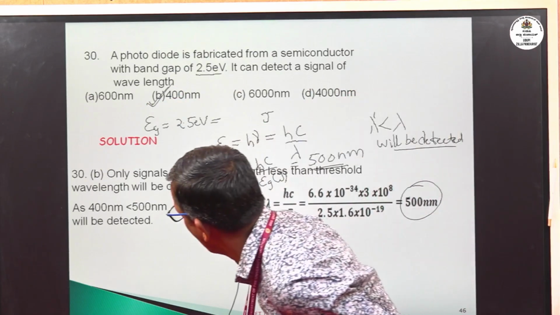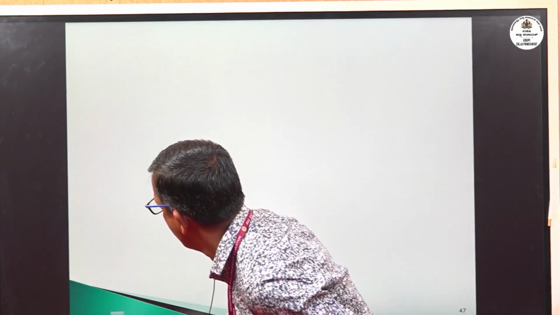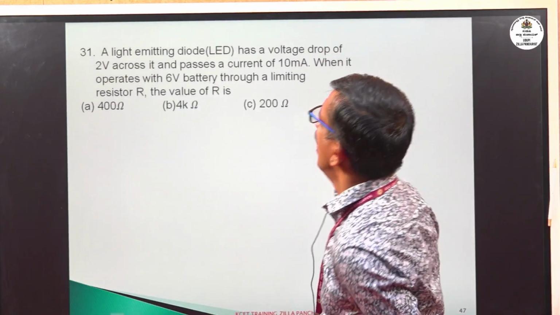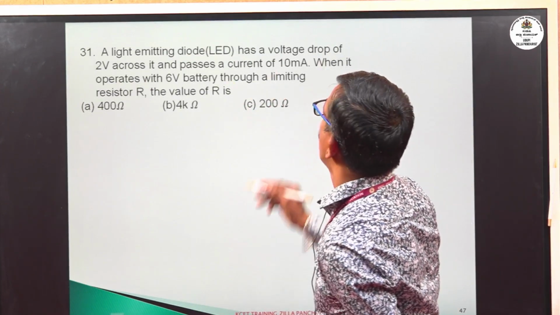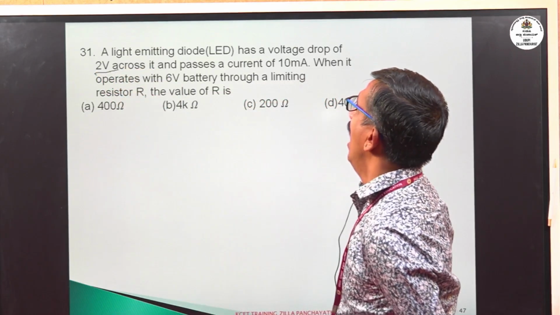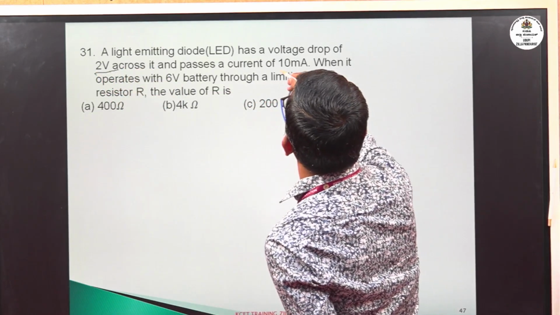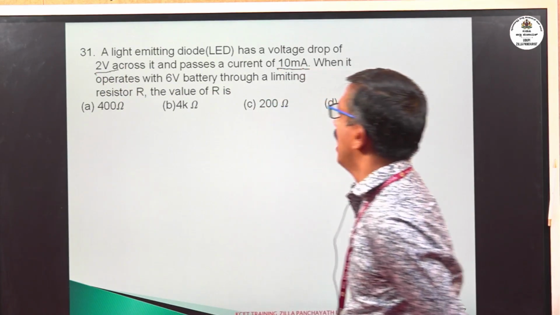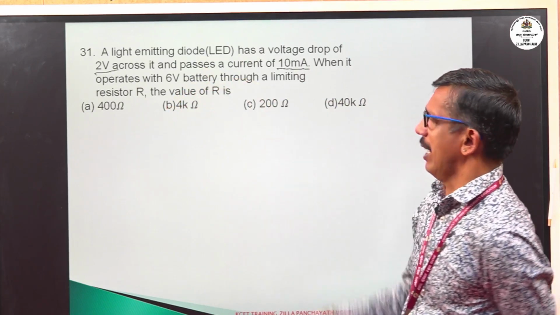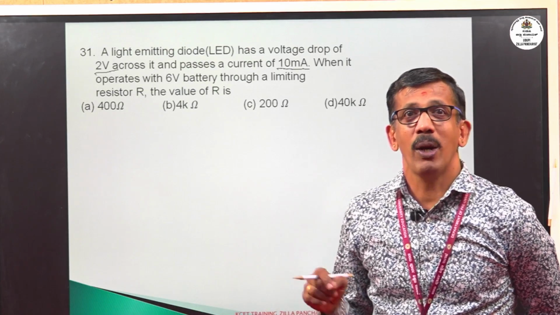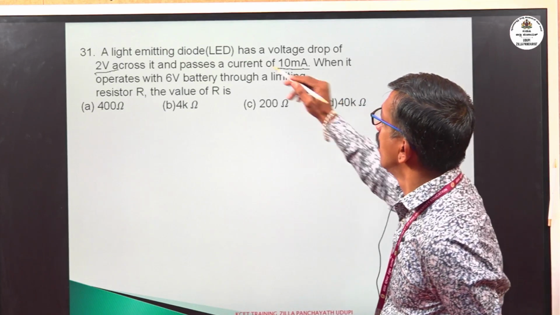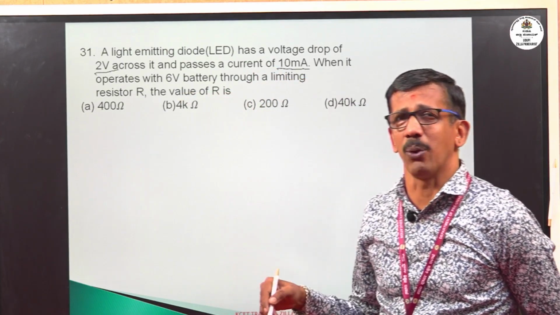Now we move on to question number 31. A light emitting diode has a voltage drop of 2 volt, and it passes a current of 10 milliampere. Current flowing through the diode is 10 milliampere. The diode is connected to a 6 volt battery through a limiting resistor. What is a limiting resistor? A resistor which controls the current in the circuit, so it is called a limiting resistor.